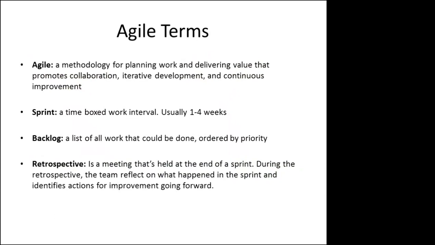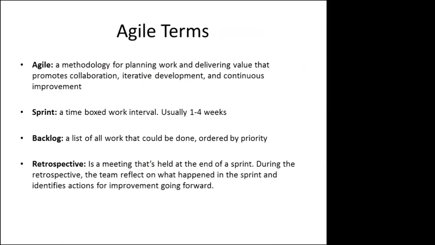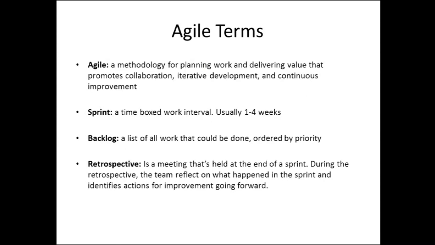Agile terms, I've already mentioned one of them, Kanban, and we're working with this idea here as a demonstration. It's a methodology for planning work and delivering value that promotes collaboration, iterative development, and continuous improvement. A sprint is a time-boxed work interval, usually between 1 to 4 weeks. We found 2 weeks optimal. A backlog is a list of all work that could be done, in order by priority. And a retrospective is a meeting that is held at the end of the sprint.